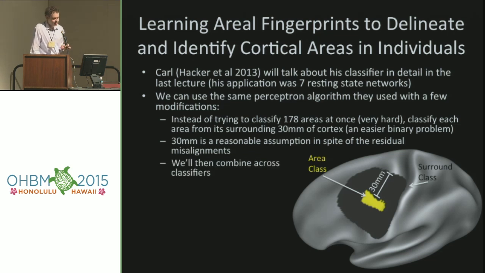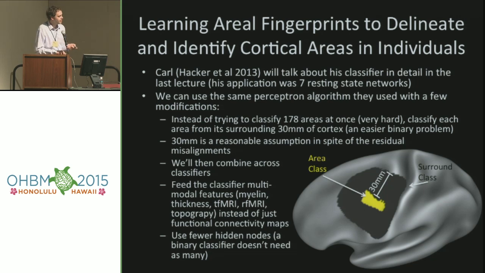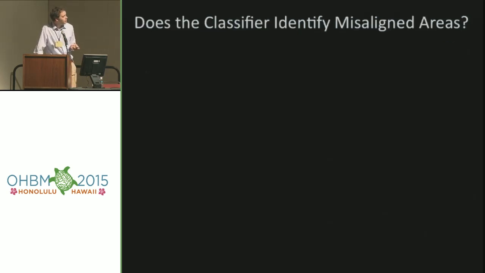We're going to combine across classifiers a little bit later. And instead of using functional connectivity maps like Carl is going to tell you about, we're actually going to use multimodal features in the classifier. So we're going to use myelin, thickness, task fMRI, and resting state connectivity and topography. We'll use not quite as many hidden nodes because we're only doing a binary classification. So this means we're going to have one classifier for each area, and then we're going to combine across classifiers. So the first question is, does the classifier identify misaligned cortical areas?